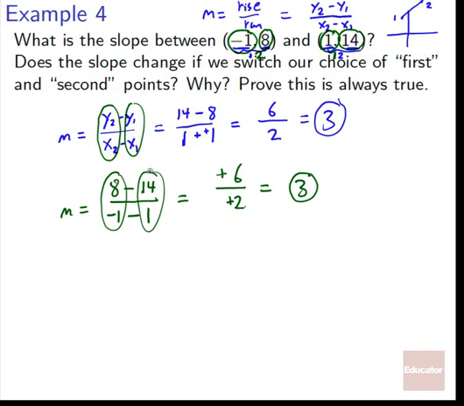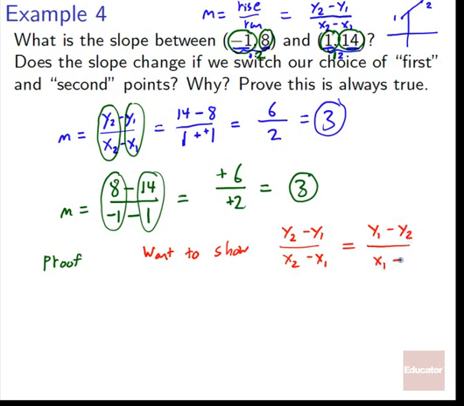If we want to prove that this always comes out to be the case, what we want to show is that it doesn't matter if it's y2 minus y1 over x2 minus x1 versus y1 minus y2 over x1 minus x2, right? If we swap the location of who gets to come first, who gets to be more on the left in the fraction, it doesn't matter. That's what we want to show. So how do we prove it? Well, let's start off with this guy here. So we'll have y2 minus y1 over x2 minus x1. Now, we want to be able to get that to start looking like this thing.